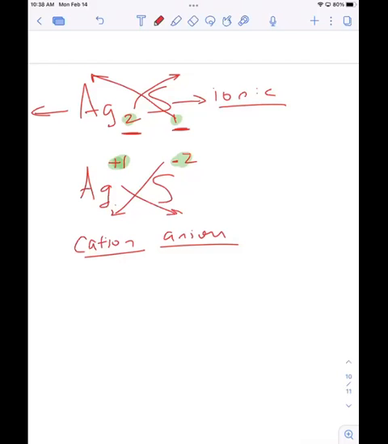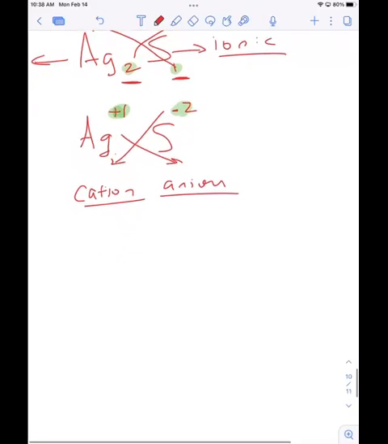So tell me this, why do you need 2 silvers for every 1 sulfur? Because it only has a plus one charge. One, exactly. And what's the charge on sulfur? -2. So you've got to balance it out. That's the whole purpose. Everything is going to be neutral, right? That's the goal. So this is silver.